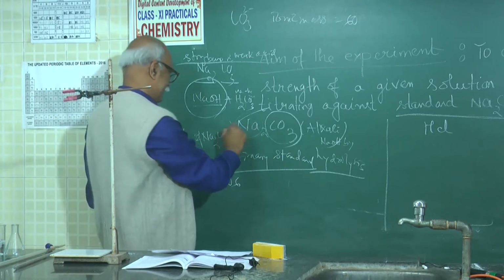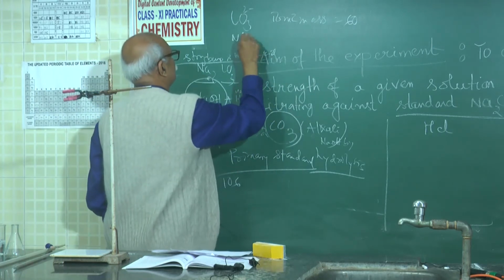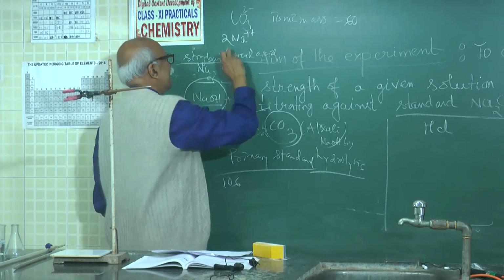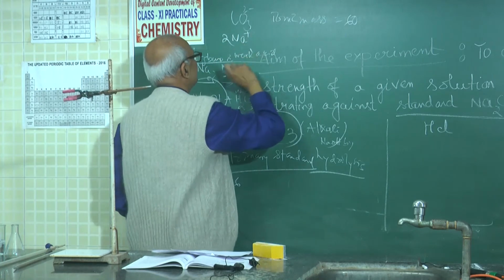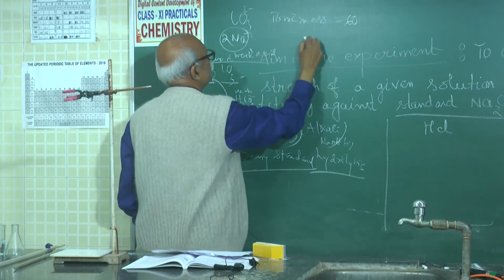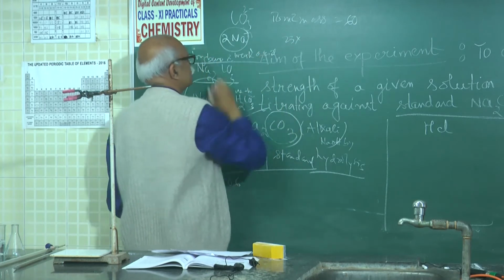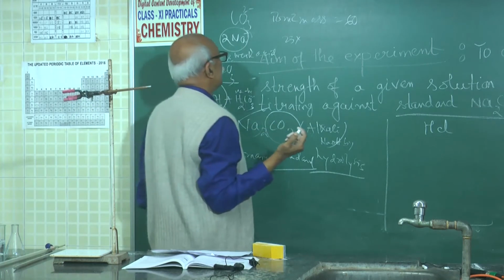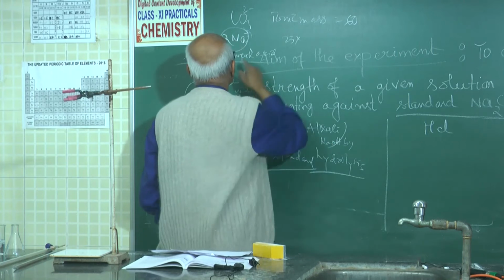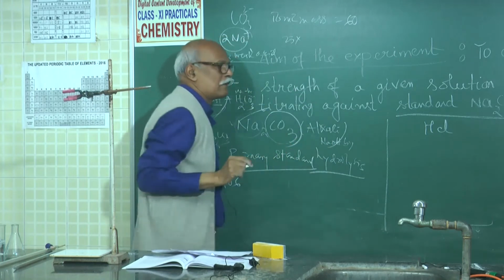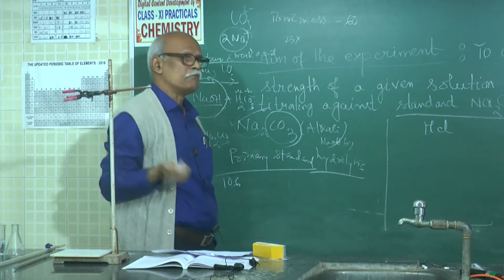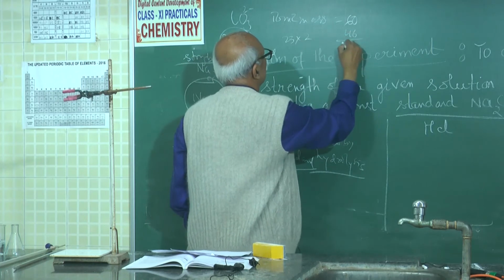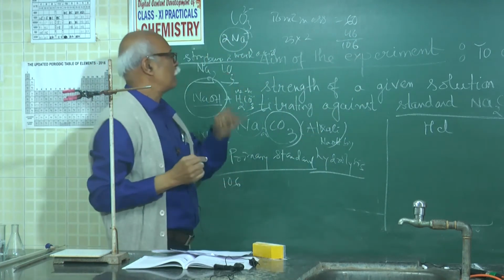So sodium carbonate Na2CO3, instead of Na2, you can write 2Na plus carbonate. That means 23 into 2. The ionic mass of sodium is the same as its atomic mass because electrons never take part in the mass calculation. So though there is loss of an electron, its ionic mass is still the same as the atomic mass of sodium. So 23 into 2 is 46, plus 60, 106 is the molar mass.